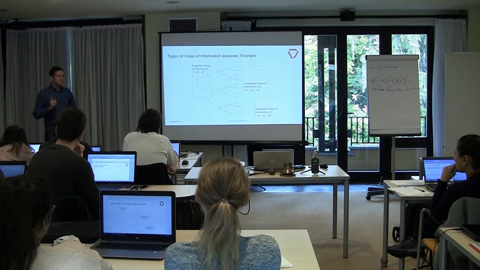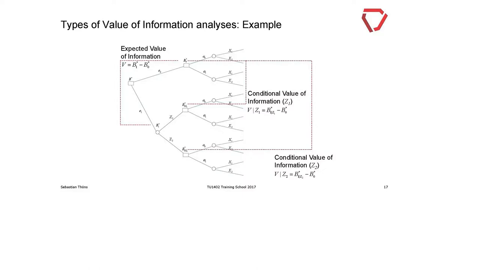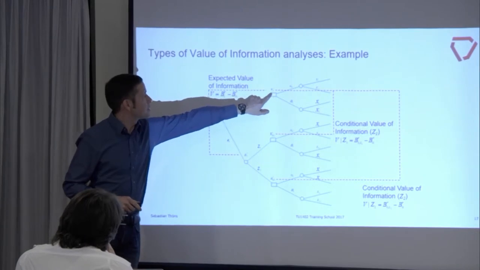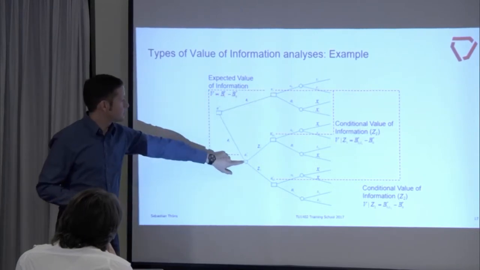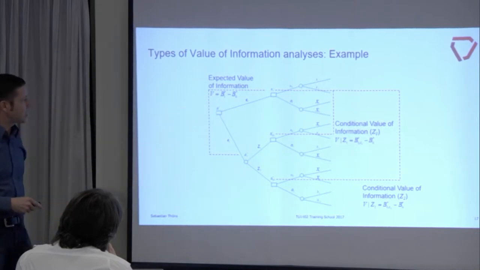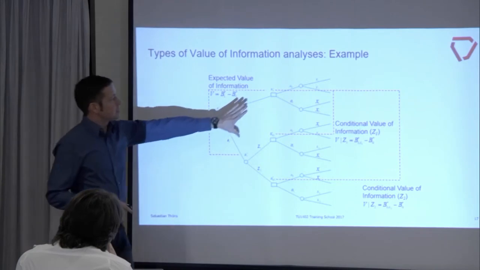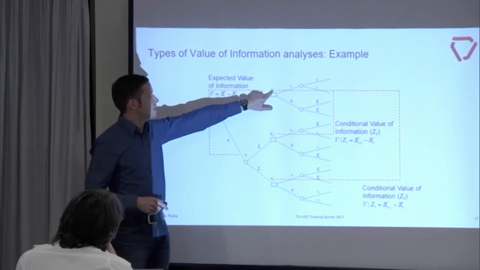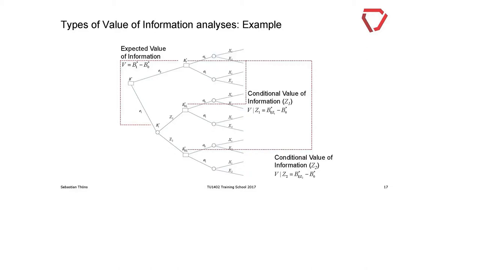But before we come to that, let's have a look at our types of value of information analyses. So if we have this decision tree for this example, we find the expected value of information as the difference between the B0 star and the B1 star. So this is where we find the expected value of information, which we are primarily after. For the conditional value of information, we always use our maximum expected benefit for the prior decision analysis. So we always use the B0 star here.